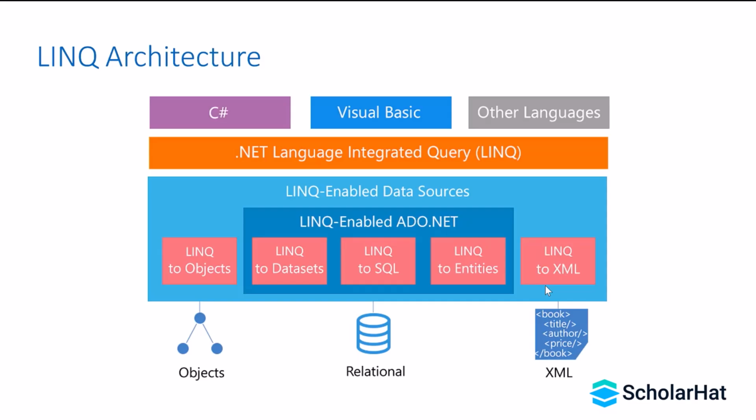When you are going to query an XML data source, the query you write is known as LINQ to XML. When you are writing a query to query objects, that is known as LINQ to Objects. So these are the data sources we can query using LINQ-enabled data sources. The LINQ query can be written in the C# language, the Visual Basic language, or any other language that is supported by LINQ.